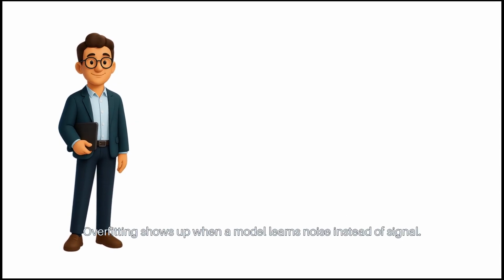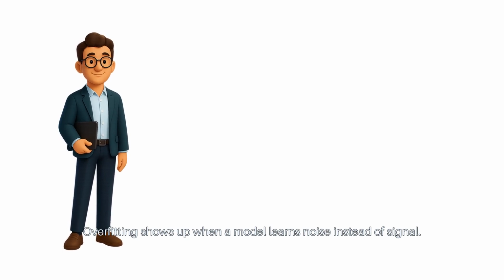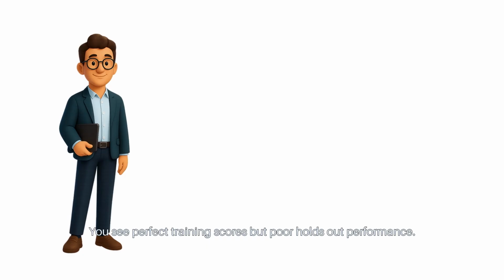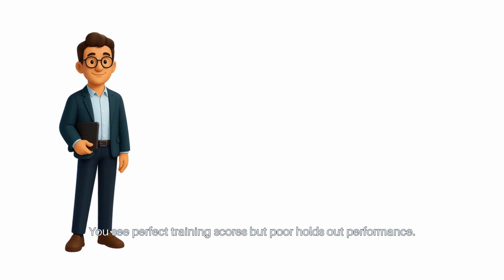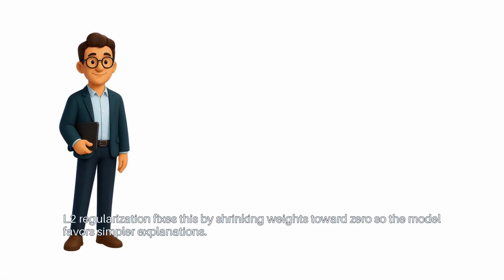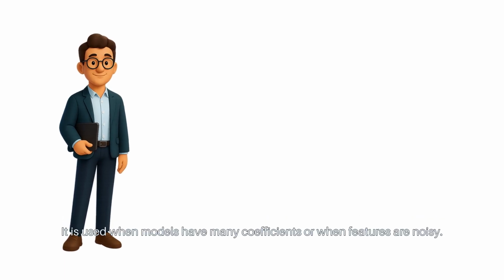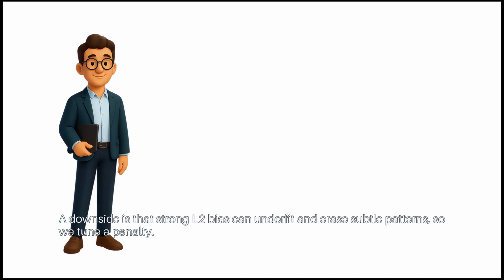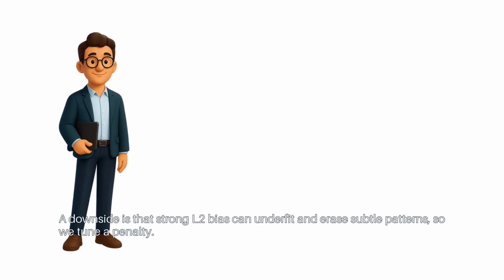Overfitting shows up when a model learns noise instead of signal. You see perfect training scores, but poor held-out performance. L2 regularization fixes this by shrinking weights toward zero, so the model favors simpler explanations. It is used when models have many coefficients or when features are noisy. A downside is that strong L2 bias can underfit and erase subtle patterns. So we tune a penalty.